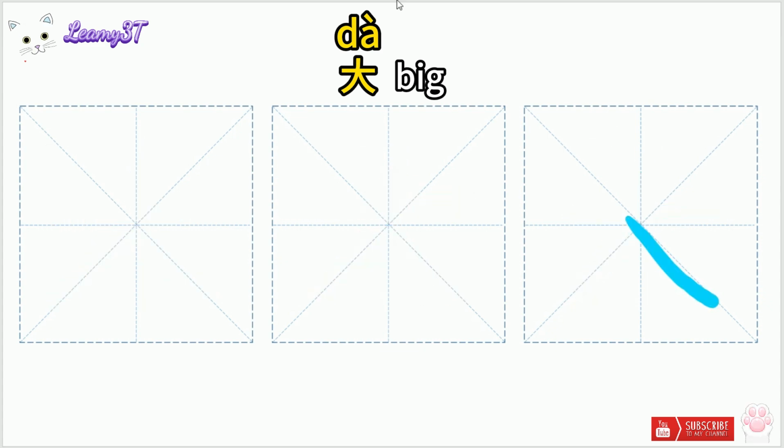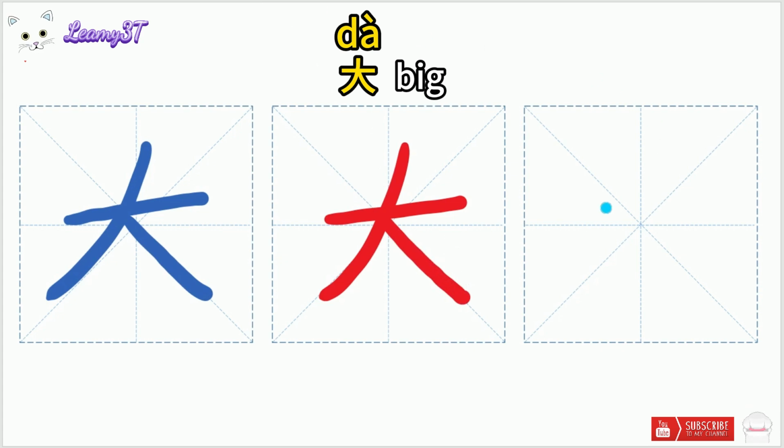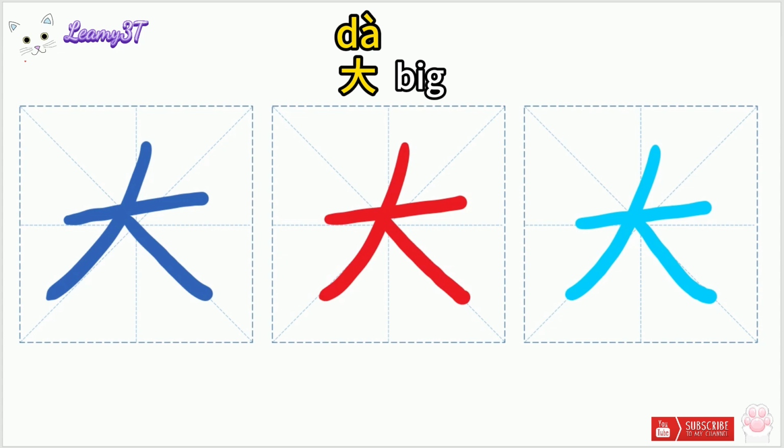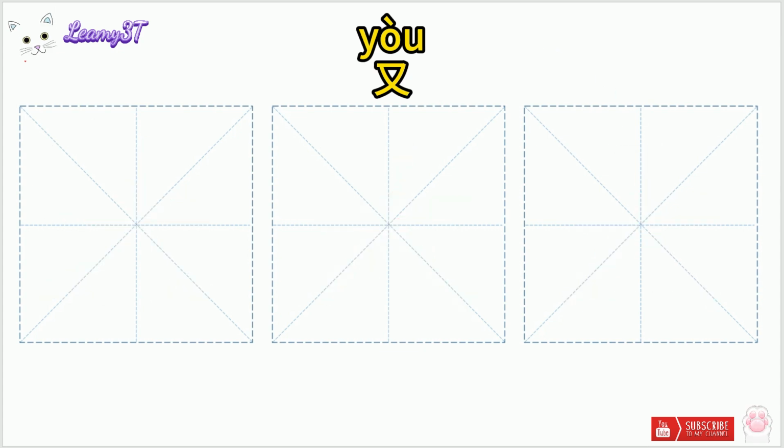Okay, let's write one more time. Follow me to say the stroke's name. héng, 撇捺. Again. héng, 撇捺. One more time. héng, 撇捺. Okay, this character is 大. 大. It means big. The third character, we're going to write 右. 右. It means again.